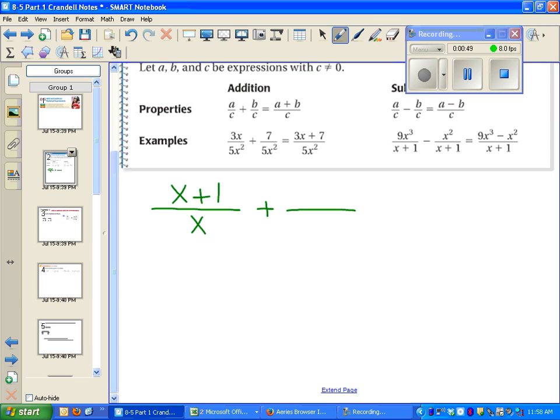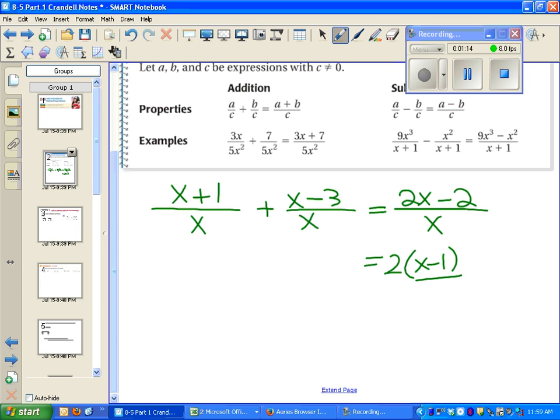And I have x minus 3 over x. I keep the same name, so I write the same name. I add what I have, so I'm going to add my like terms. So x plus x, I have 2 of those, and it's 2x. 1 minus 3 is negative 2. And I could factor out a 2, and I would have x minus 1 over x.